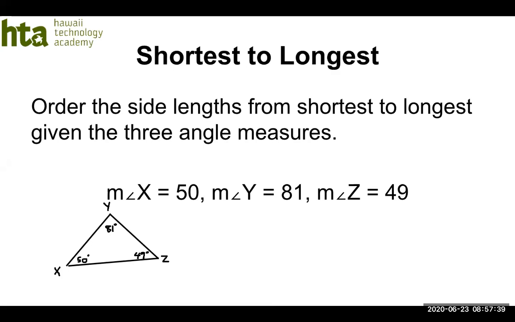All right. So remember we're going from shortest to longest. If the smallest angle is Z, then the other two letters form the shortest side. So XY is the shortest side. Okay. The next smallest angle is X, which is 50 degrees. So the other two letters, Y and Z, form the next shortest side. So YZ goes second.